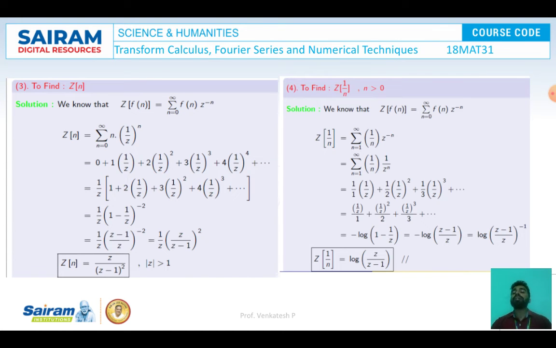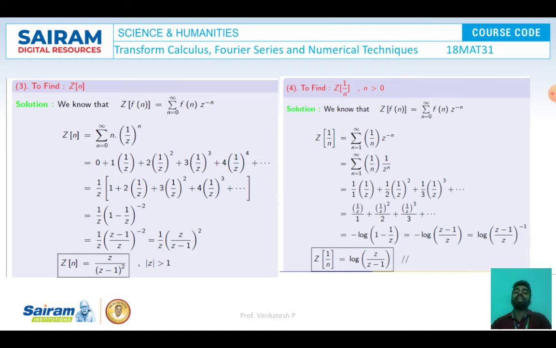So next one is z transform of n. So same thing here also. First take the basic formula of z transform, that is z transform of f of n is equal to summation n from 0 to infinity f of n z power minus n. So now in the place of f of n, I am going to replace n. So we got z transform of n is equal to summation n from 0 to infinity n into (1 by z) whole power n. So now by replacing n is equal to 0, 1, 2, 3 till infinity, we got 0 plus 1 into 1 by z plus 2 into (1 by z) whole square plus 3 into (1 by z) whole cube plus 4 into (1 by z) whole power 4.